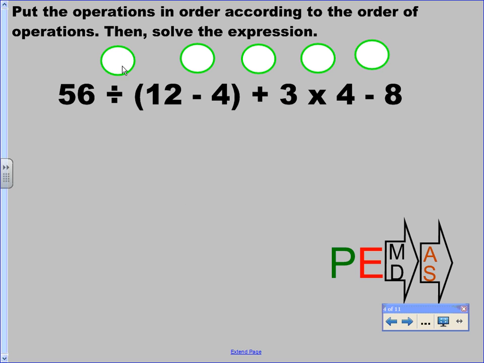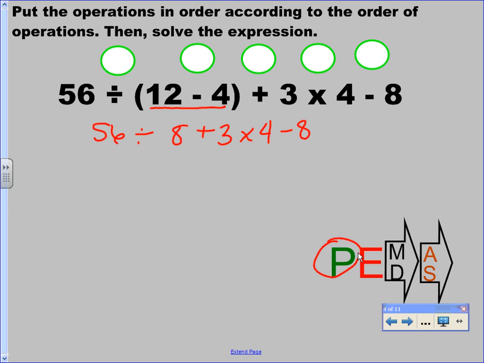So this problem, we have several things going on here. And remember, the first thing that we're looking at is parentheses. And there is one set of parentheses here. So the first thing I'm going to do in this problem is 12 minus 4, which is 8. The second thing is I bring everything else down. And you got to remember to bring everything else down. And I call it math pizza. We're making math pizza, because at the end it's going to look like a slice of pizza.